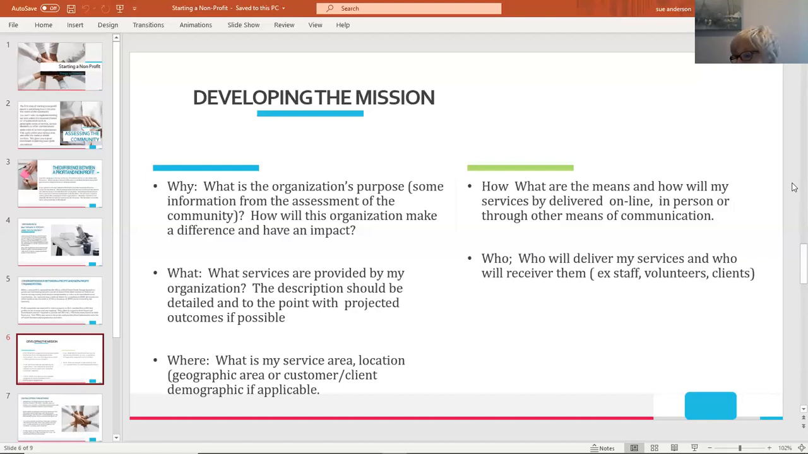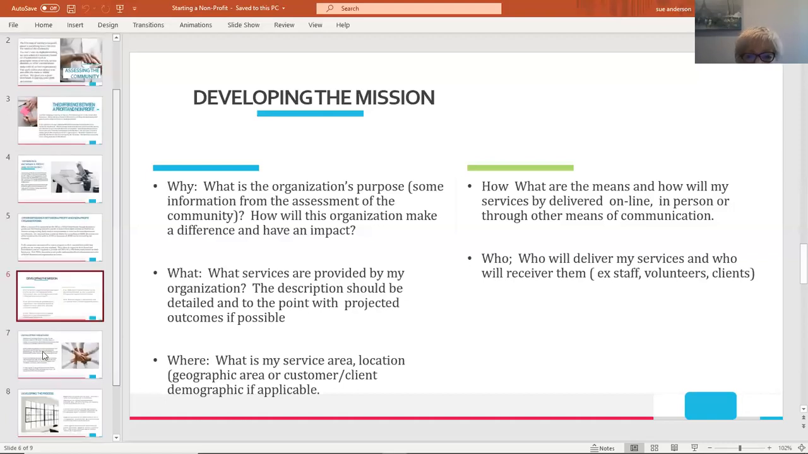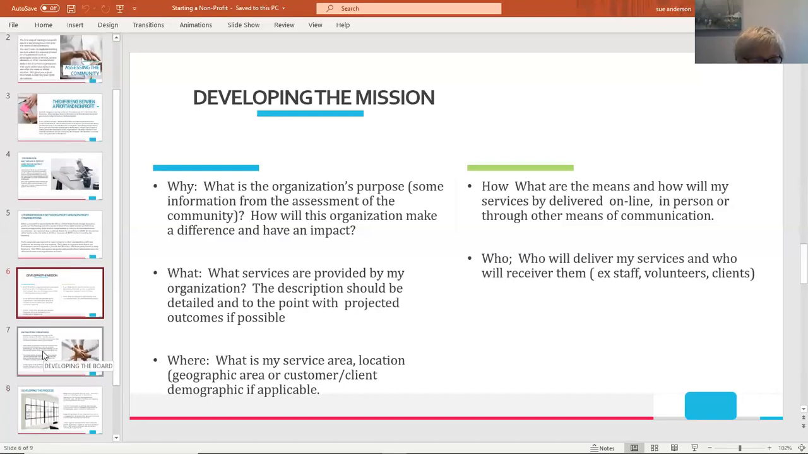And then who's going to help you provide those services? Are you going to work with volunteers? Are you going to have a staff? Are you going to be referring from one client to another? These are all considerations that are really important when you start structuring your organization and deciding the focus or the elements that are actually going to impact the community.